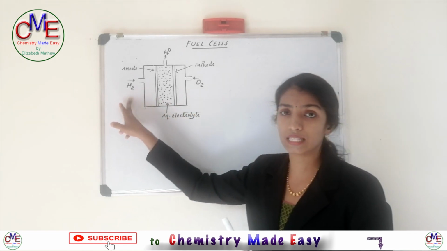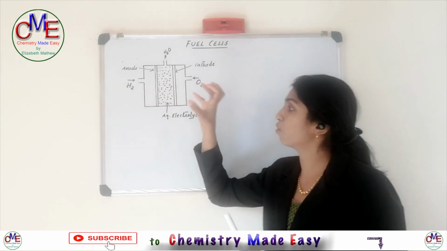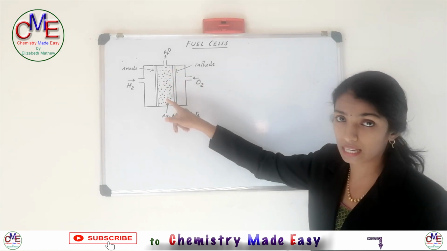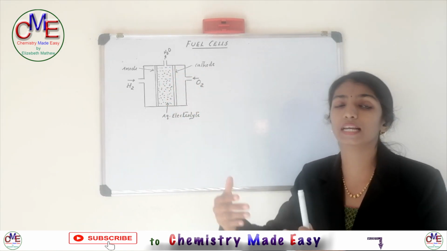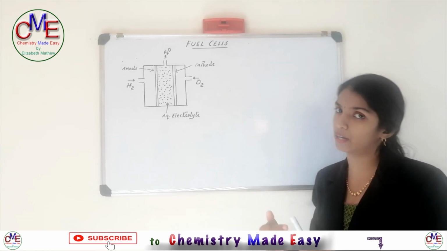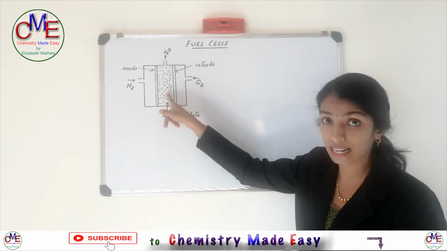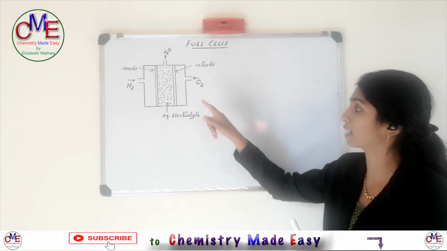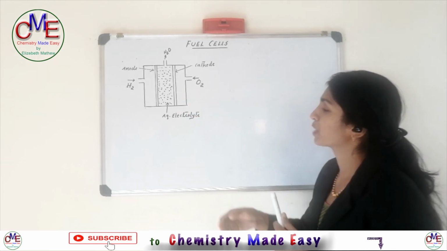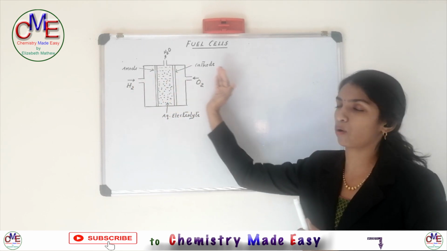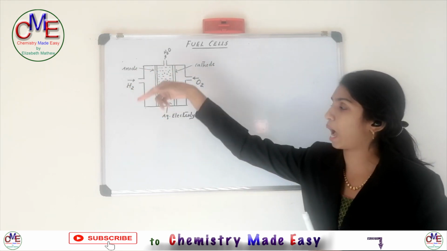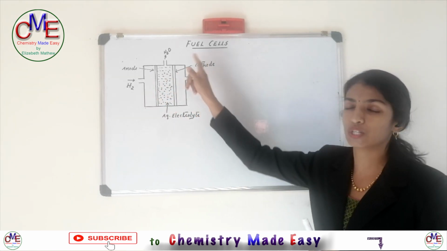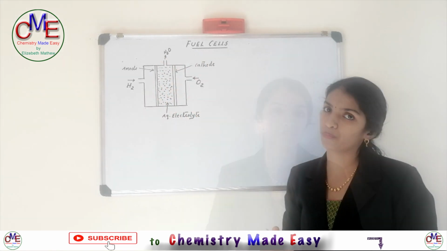Here the anode is hydrogen gas. Oxidation reaction always occurs at the anode. So what is the electrolyte used here? The electrolyte is a concentrated solution of sodium hydroxide, a concentrated aqueous solution of alkali. Here hydrogen gas is bubbled through this side and oxygen gas through that side. So what is happening at the anode? The hydrogen reacts at the anode and oxygen reacts at the cathode.